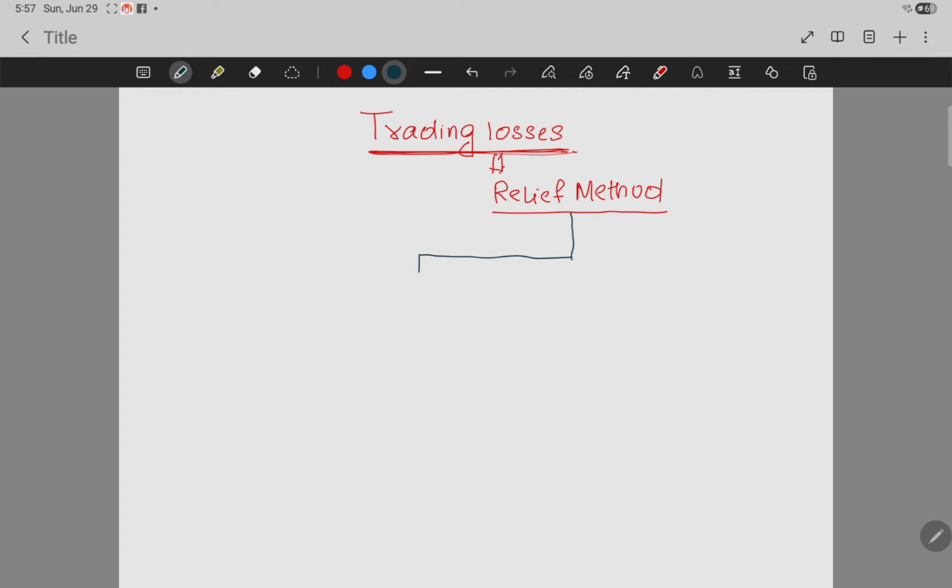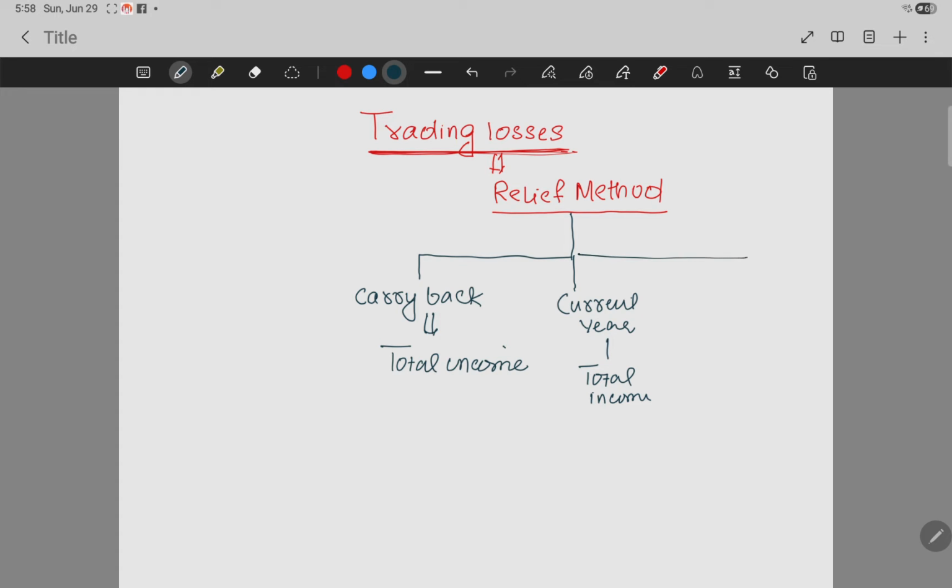One of the options we have is to carry back against total income. This is one of the options available. Another option we have is called current year loss relief. We can offset against current year total income. The third one is we can offset the losses against next year trading income only.